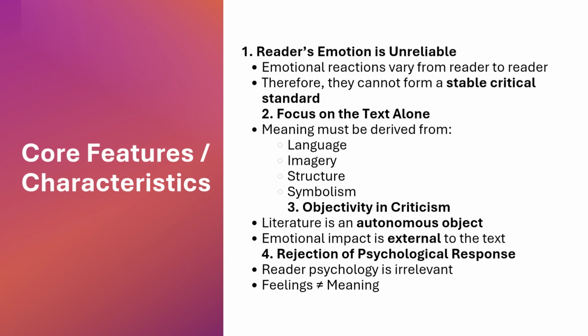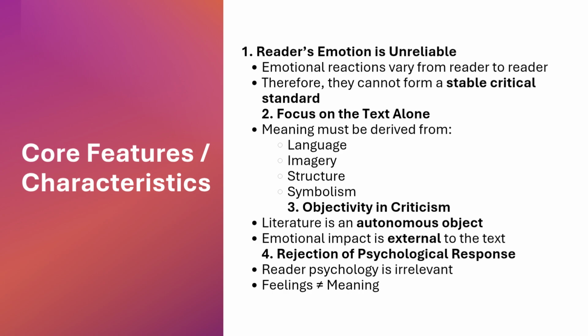Feature 3. Objectivity in criticism. Now students, this feature explains why affective fallacy belongs to new criticism. New critics wanted objectivity in literary criticism. What does objectivity mean? Judging something based on facts, not feelings. They believed literature should be studied systematically, analytically, almost scientifically. So according to them, literature is an autonomous object. It exists independently of readers. Key idea: emotional impact belongs to the reader, not to the text. That is why emotions are considered external, personal, non-literary. So affective fallacy rejects emotion because it destroys objective criticism.